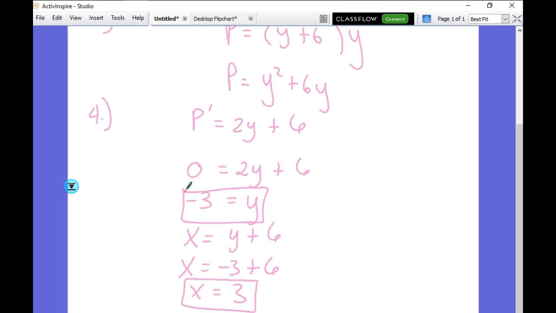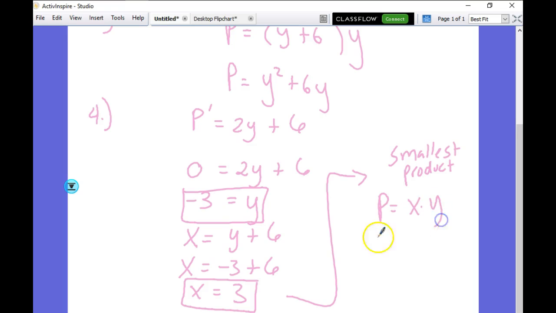This is a good example of where you want to make sure your answer makes sense, because the question says what's the smallest possible product, right? That's not the product. Those are the numbers that I'm multiplying, right? So P is equal to x times y. We just found out that x is 3, y is -3, so the smallest possible product is -9.